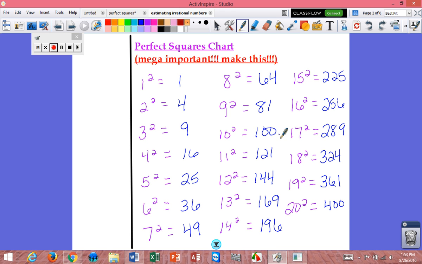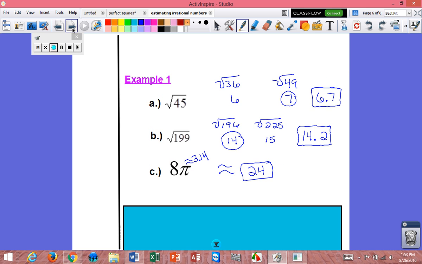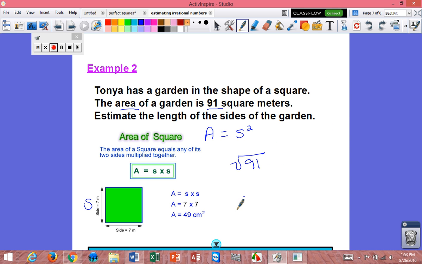Okay, and we see that 91 falls in between 81 and 100. So I'm going to write down the square root of 81 and the square root of 100. So the square root of 81 is 9. The square root of 100 is 10. So I know that this estimation needs to be between 9 and 10. Now 91 is closer to 100. So I know my answer needs to be closer to 10. So I'm just going to say 9.7.